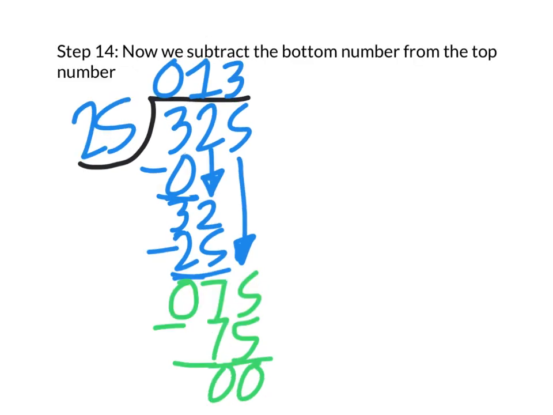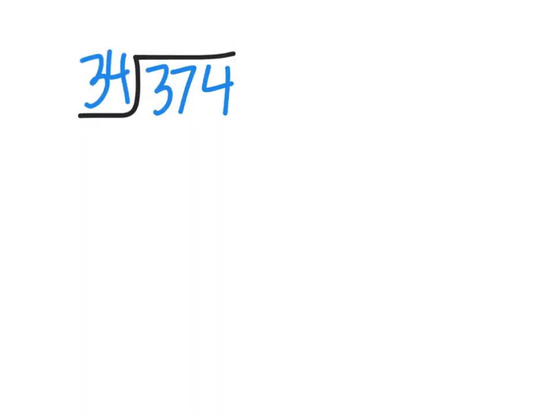Finally, we are going to subtract the bottom number from the top number. 75 minus 75 is 0. That means that we have no more remainders, and that gets us a final answer of 13. Now let's get into some practice problems.